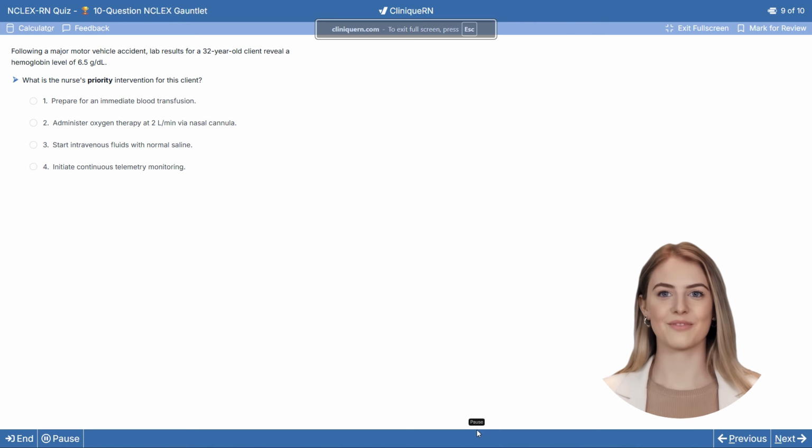1. Prepare for an immediate blood transfusion. 2. Administer oxygen at 2 liters per minute via nasal cannula. 3. Start IV fluids with normal saline. 4. Initiate continuous telemetry monitoring. What's the first thing you do for a trauma patient with a hemoglobin level this low?